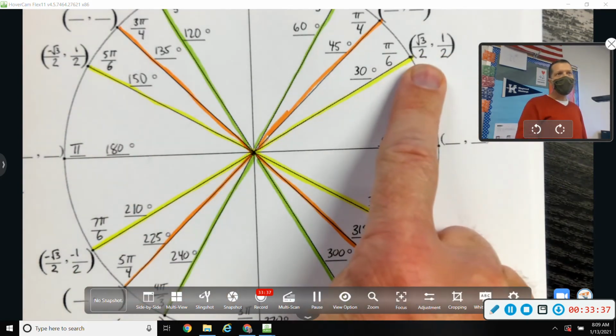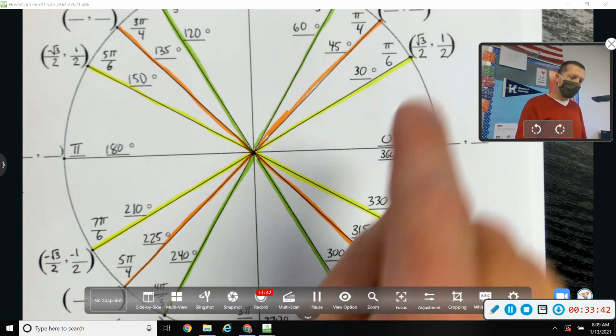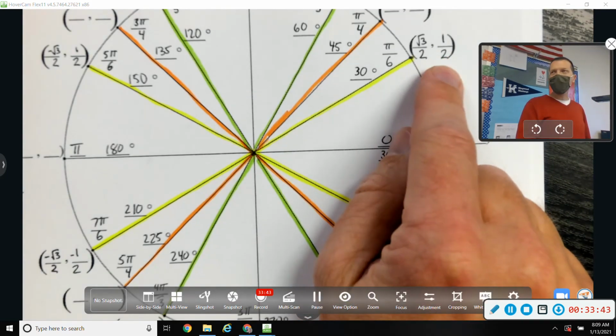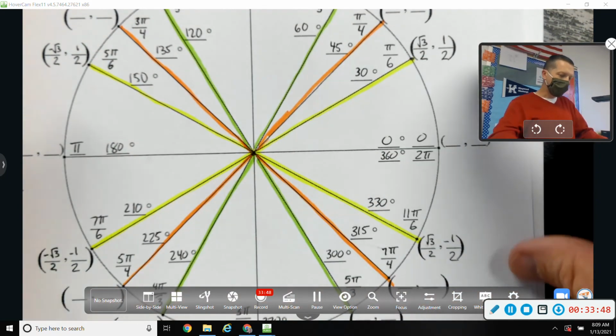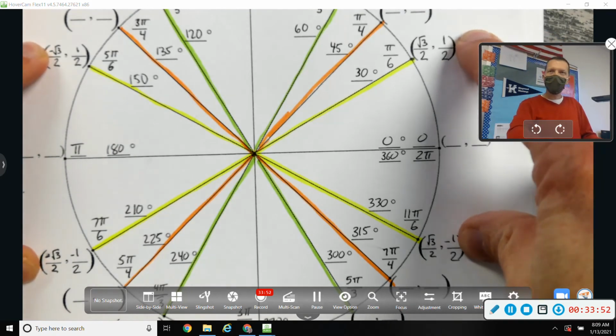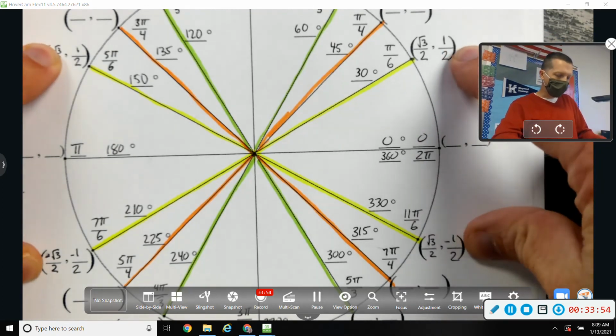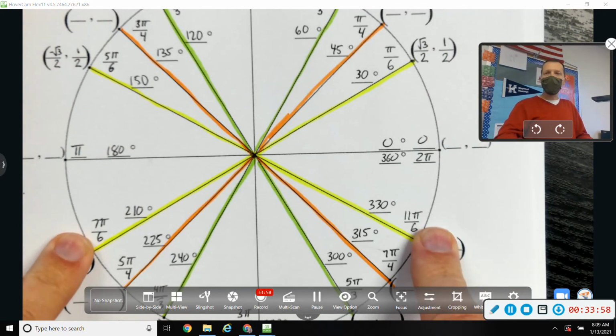So now we start getting into this. Well, how much of this do I need to memorize? Well, you're going to need to memorize this first quadrant. But once you know the first quadrant, it's easy to get the other 3 because they're all the same. Same with the y-coordinate. It's always 1/2. It's just a matter of whether it's a positive 1/2 or a negative 1/2, if it's going up or if it's going down.